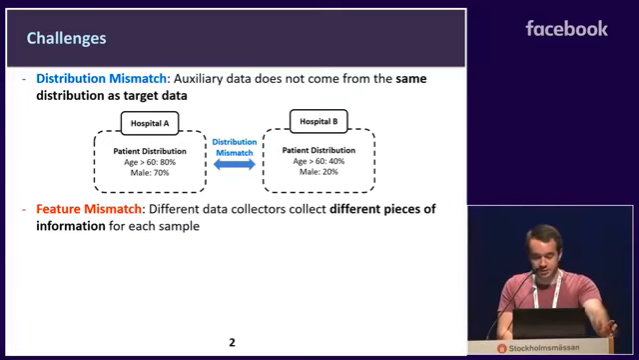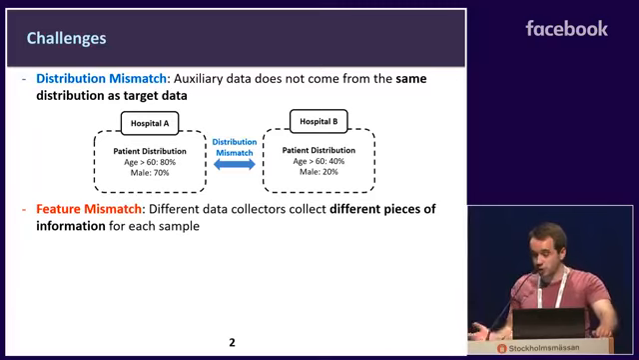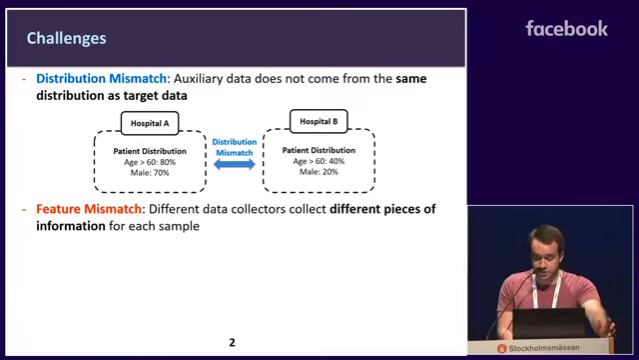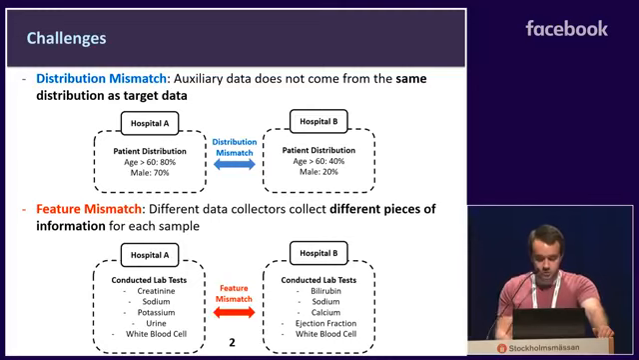The second challenge we face is feature mismatch: different data collectors, different hospitals, measure different features. For example, one hospital may conduct a certain set of lab tests and another hospital may conduct a different set of lab tests. This is certainly the case, for example, for the lab tests conducted for different diseases in the UK, which are different to the lab tests conducted for the same diseases in America. This is a key challenge in using the additional features measured in the different hospitals. We don't just want to discard them. We want to see if there's some way we can leverage the additional information found in the extra features.